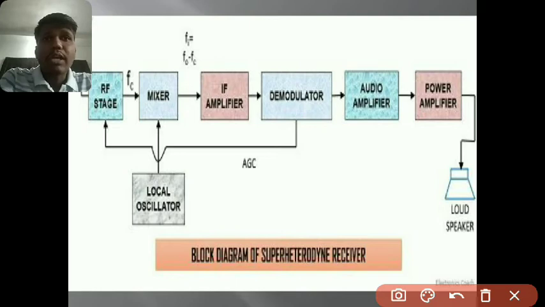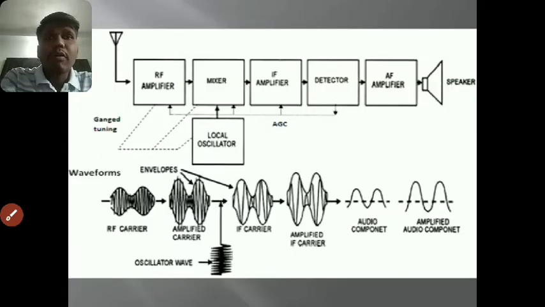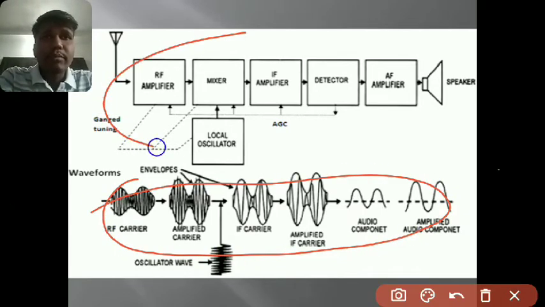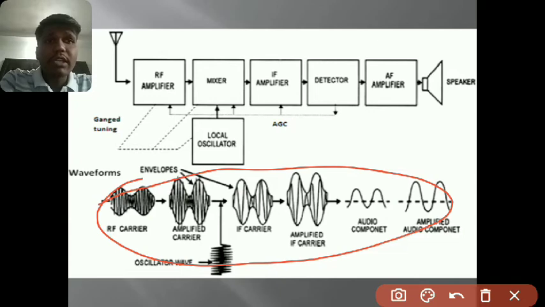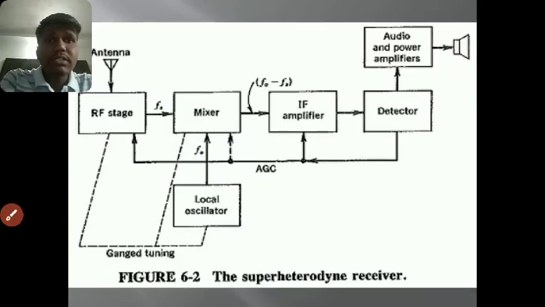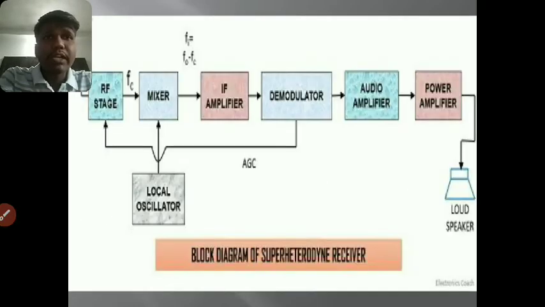This is the block diagram of the superheterodyne receiver, showing how the waveform is created and amplified at the output from the receiving antenna. This is the waveform of the superheterodyne receiver. And this is also a superheterodyne receiver block diagram, the same receiver drawn as a different type of block diagram.